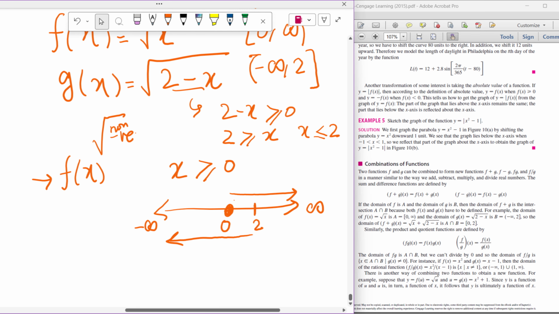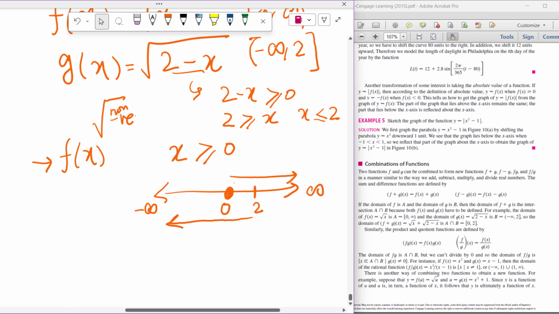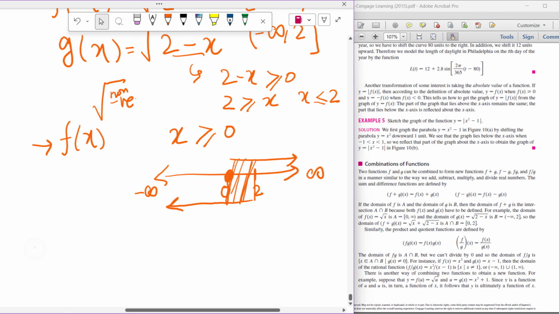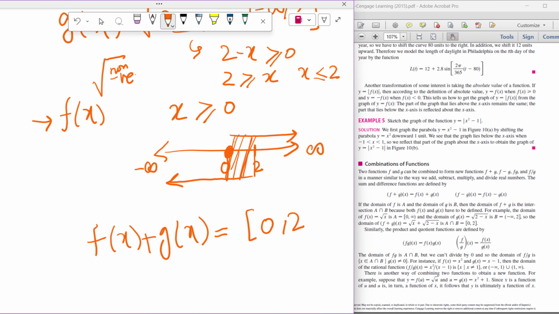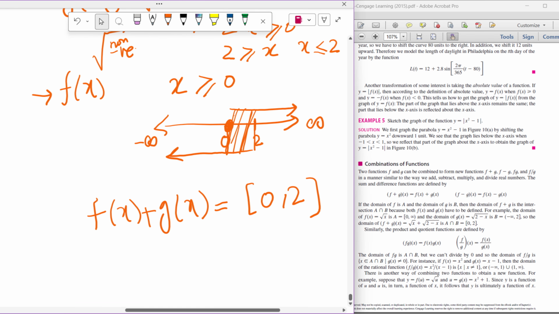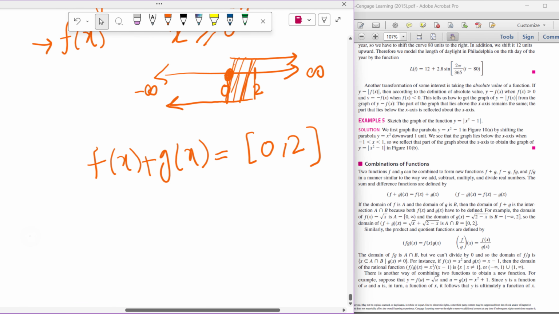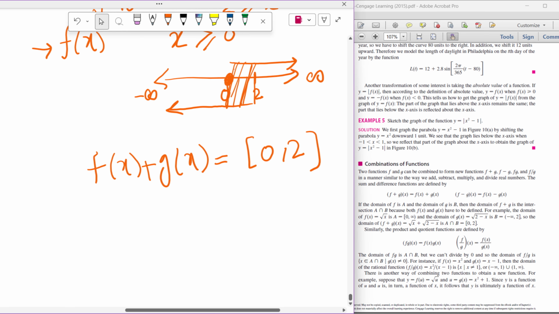So I have concluded that for the combination of functions, the domain should be the intersection. Intersection means the common part. If I look at the number line, there is only this part that is common to both of the functions. So the domain of f of x plus g of x will be equal to 0 to 2. So this is basically the concept of the domain in case of a combination of functions.